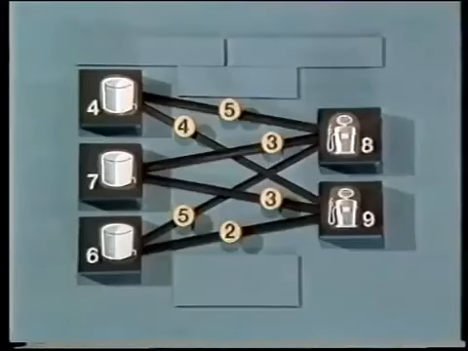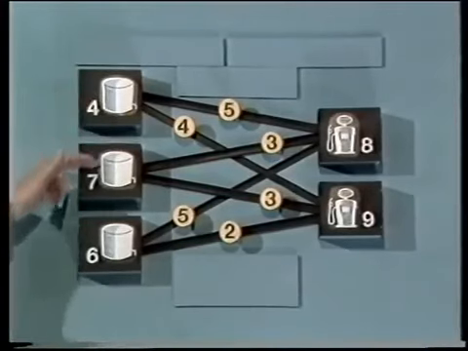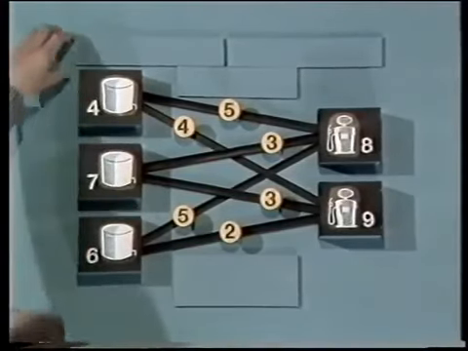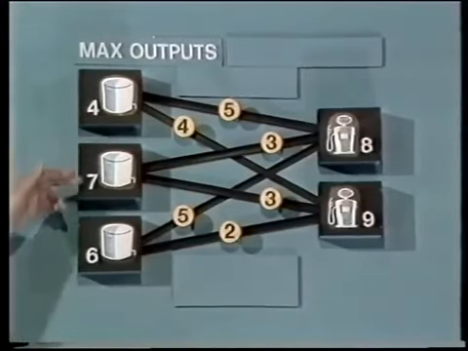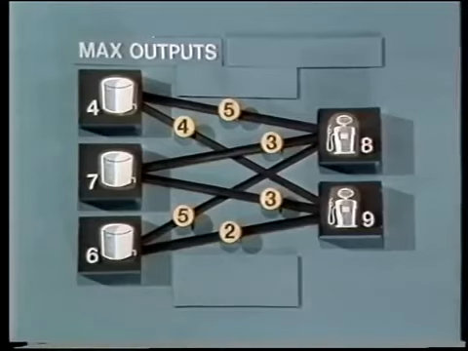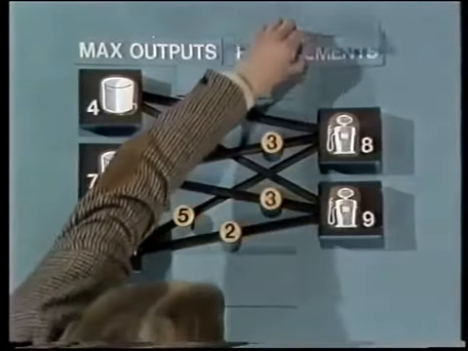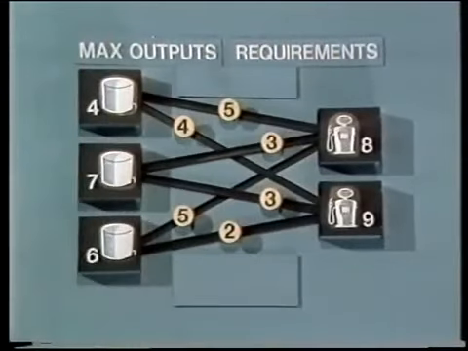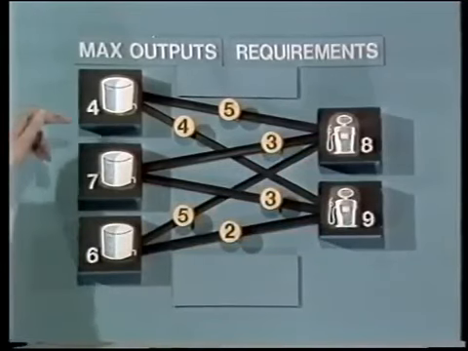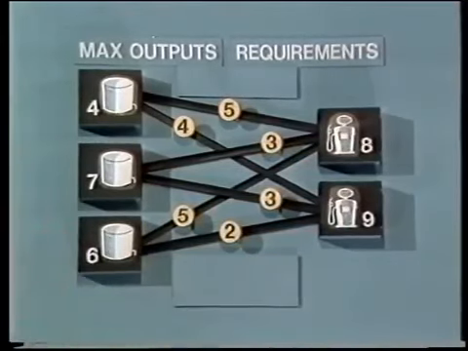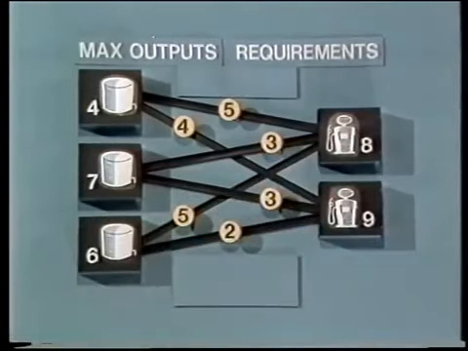Well, here's a fairly basic example which I'm going to work with. I'm supposing I've got 3 factories, and I'm looking at their maximum outputs, which are respectively 4, 7, and 6. Then over here we have 2 customers, and they have certain requirements. We have 8 and 9. Now you'll notice at once that the maximum output, 4 plus 7 plus 6, that's 17, which is exactly the same as 8 plus 9, the requirement.